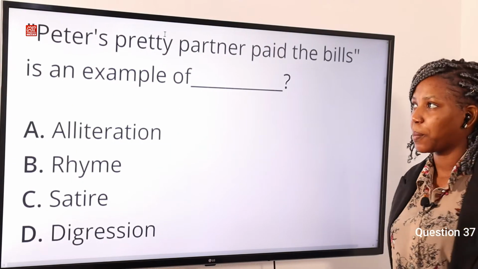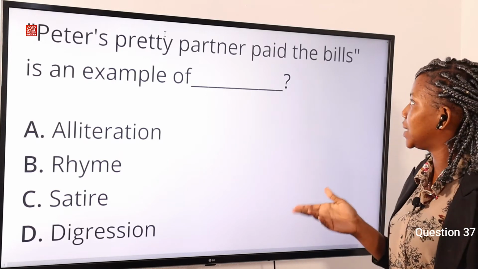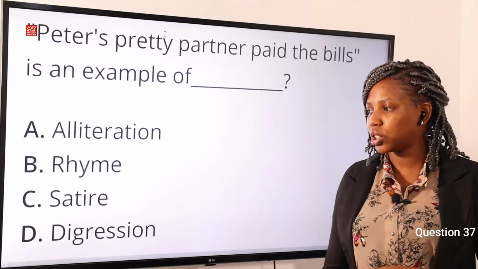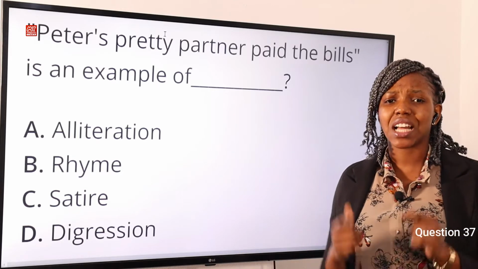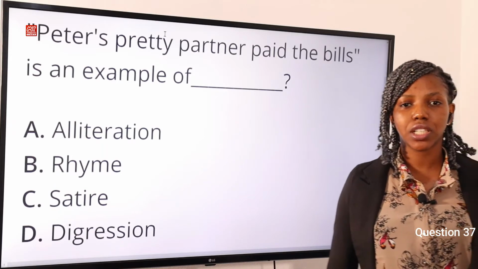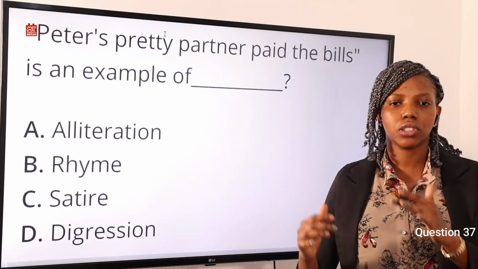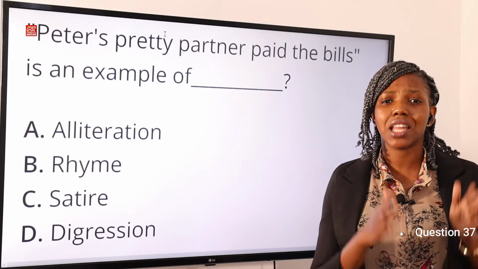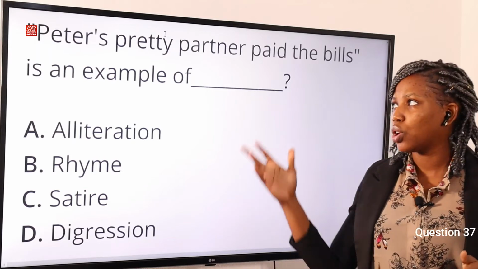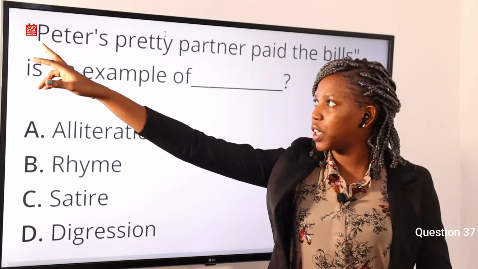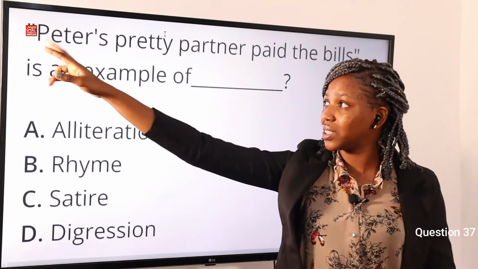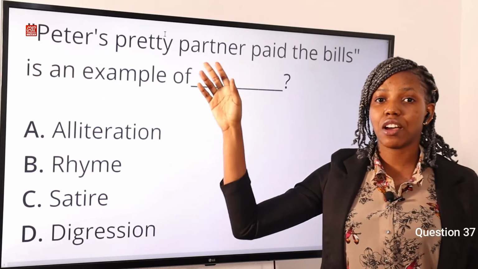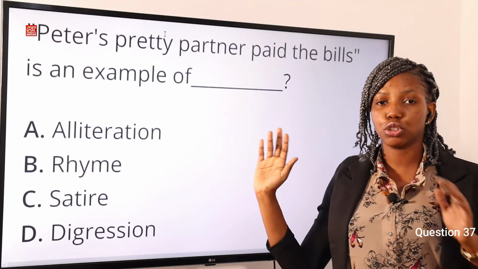Question 37. Peter's privy partner paid the bills is an example of dash. Option A, alliteration. Option B, rhyme. Option C, satire. Option D, digression. The answer to this question is alliteration. Alliteration is the repetition of initial consonant sounds. Now, what do we mean by initial? Initial means beginning. So we are looking at the consonant sound at the beginning of a word. From this example, we see Peter, privy, partner, paid. We can see the beginning of the word carries the sound p. So these are consonant sounds and they have been repeated. So option A is the correct answer to this question.